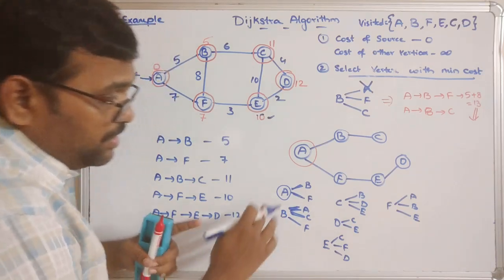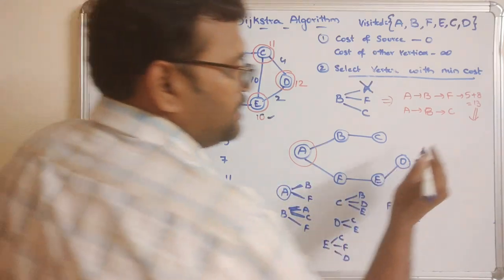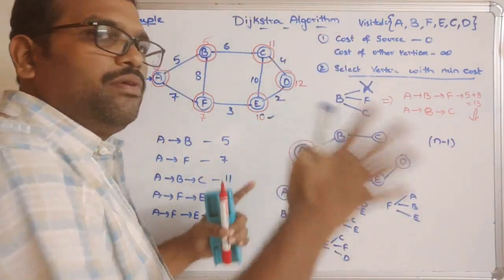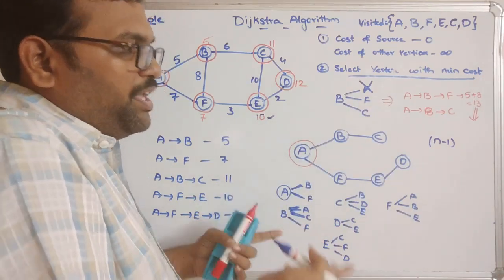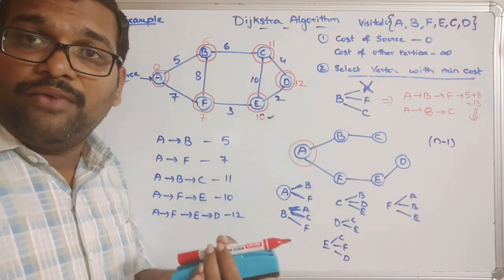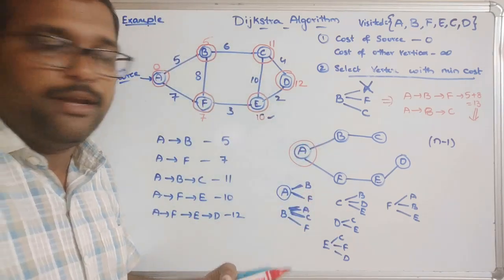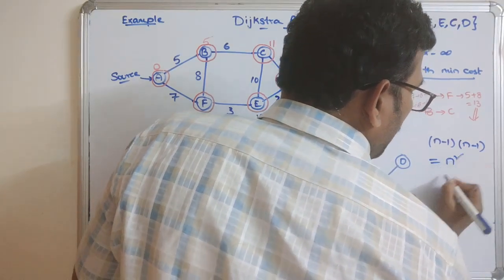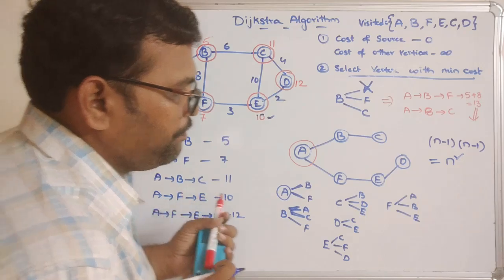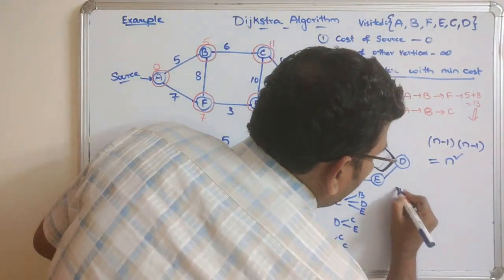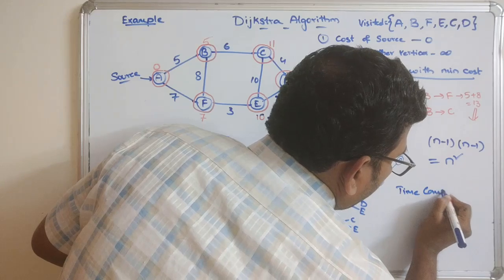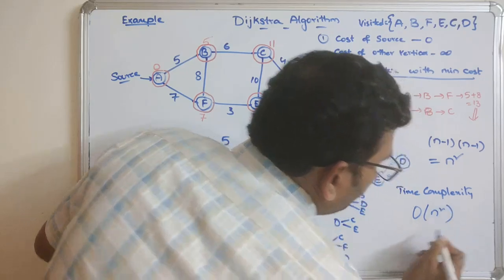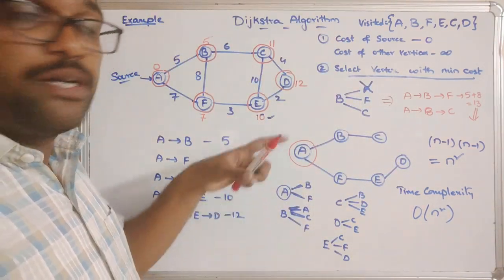Okay, so that implies in order to iterate each and every vertex, it will be n minus 1, and again we have to repeat all the edges. So the maximum edges we can get is n minus 1, right? If n vertices are there, it can have n minus 1 edges. So it will be n square. So the time complexity is order of n square for this particular Dijkstra.